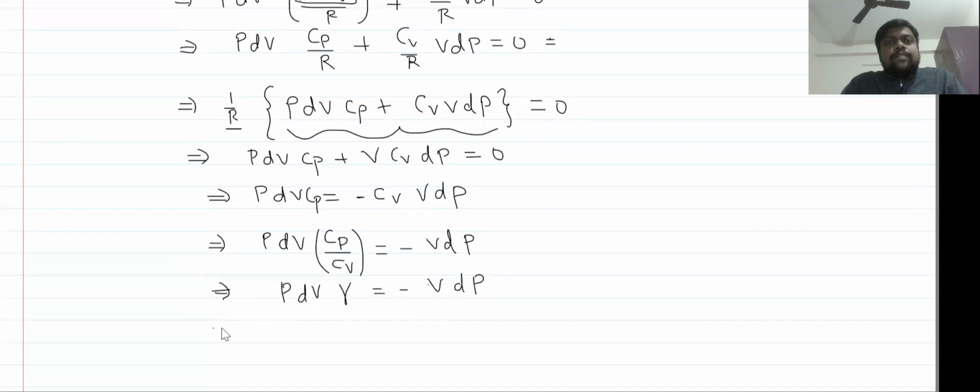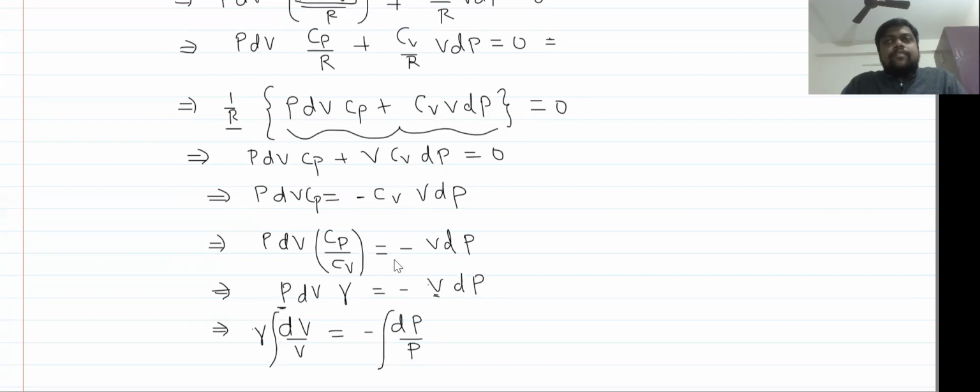Now let us separate dV and V on one side and dP on another side so that we can integrate. Now we can write dV by V. We can bring this V to this side. Gamma already is here, is equal to minus of dP by P. P, if you bring this side, it will come down. Now if you want to remove this dP and dV on both sides, what we have to do? We have to integrate both sides.